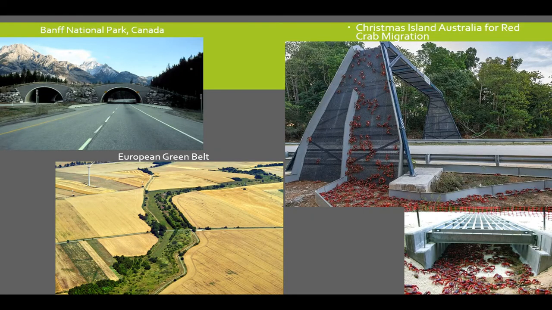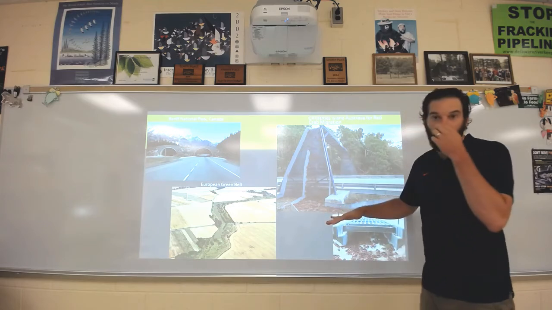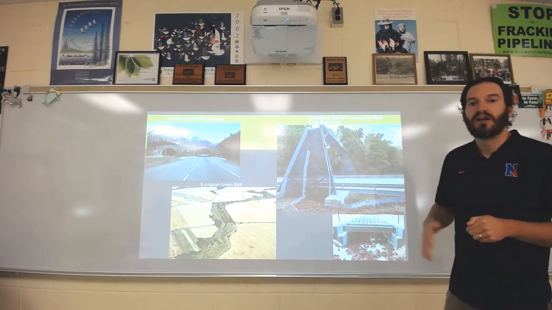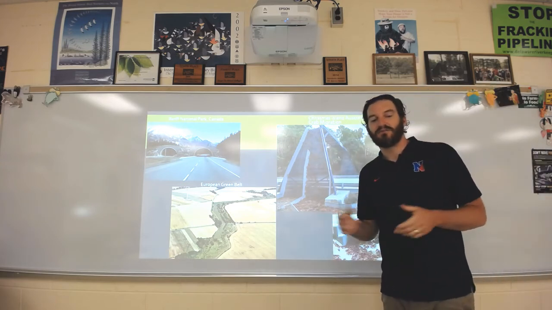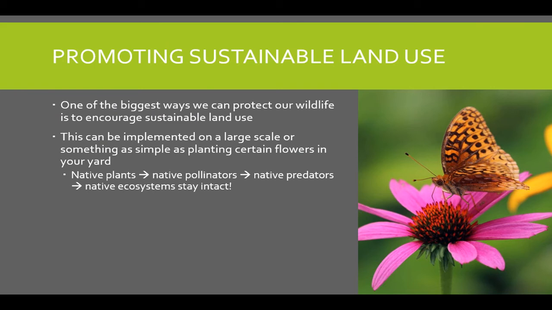Other examples of habitat corridors, again, this is up in Canada at Banff National Park, the green belt in Europe, which allows organisms, it's almost like a riverway for migrating animals through Europe. Then you have things like crab bridges in Australia, because there's a massive migration of these red crabs from one area to the other. And so they've built these specialized bridges so they go up and over from their breeding grounds to the water, and things like tunnel systems and all sorts of stuff like that. And you can watch some different videos of that.